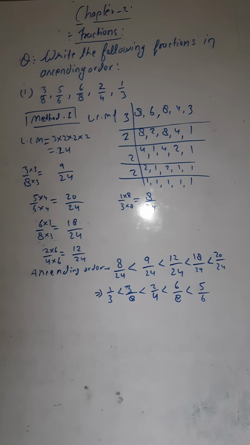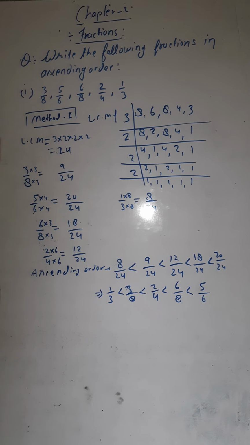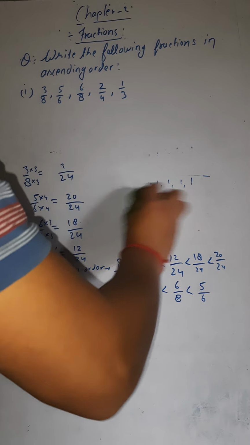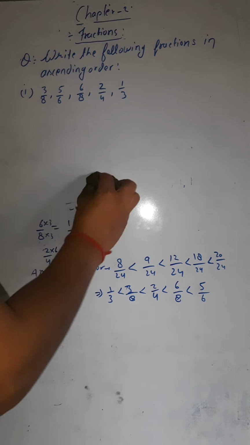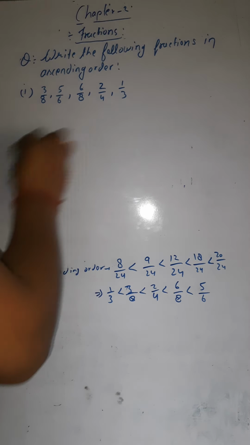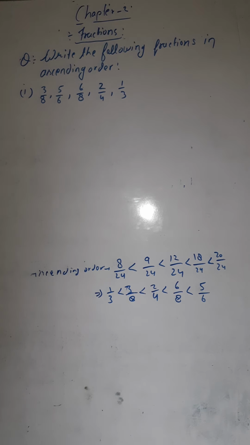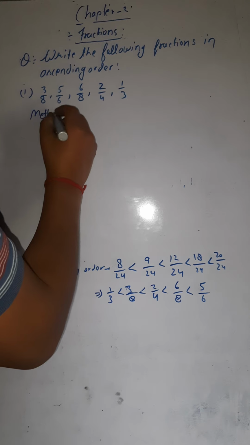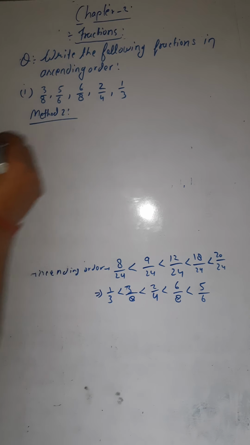Method number 2. That is the division method. Method number 1 is LCM and the second method is the division. Means here we will divide the numerator by the denominator. So write this. If you have written, then I am going to erase this. Now I will do the same question by the second method. Method 2, that is the division method.